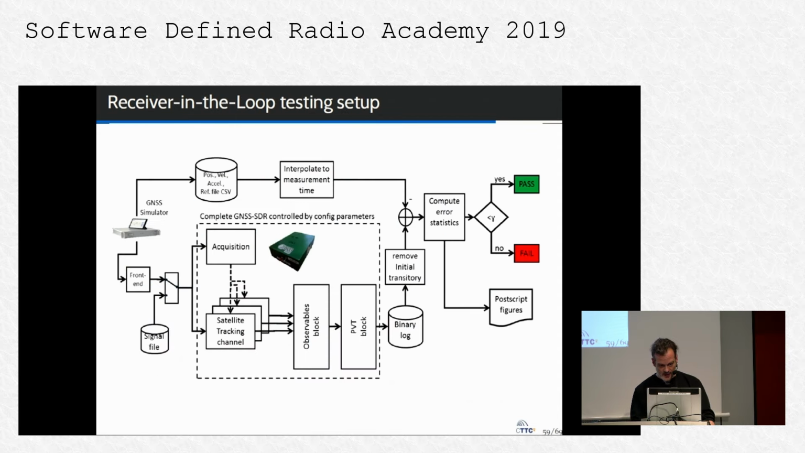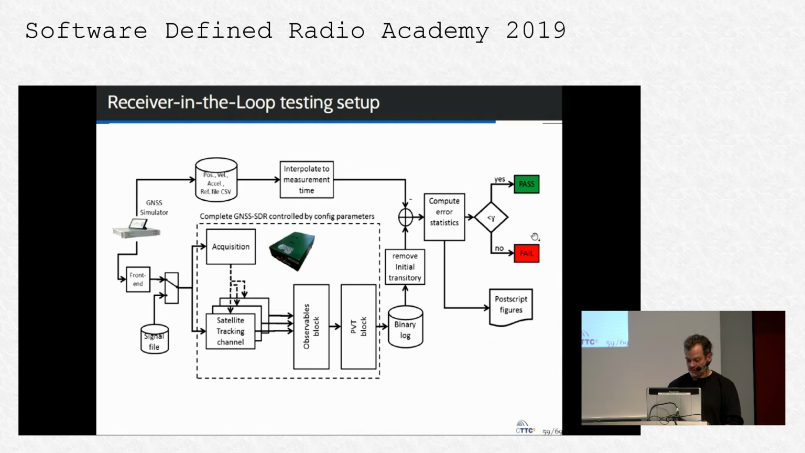We can do some receiver-in-the-loop testing setups, in which we have a receiver here. We can use a professional signal simulator, and then we can compare the results of the processing of our receiver with the reference provided by the GNSS simulator, and have some quantitative measurements of the quality of our processing.